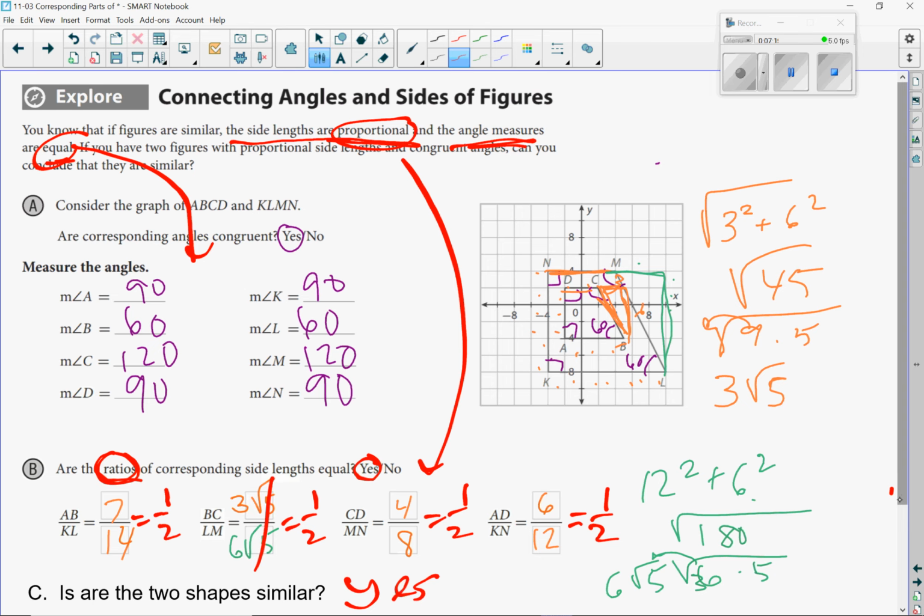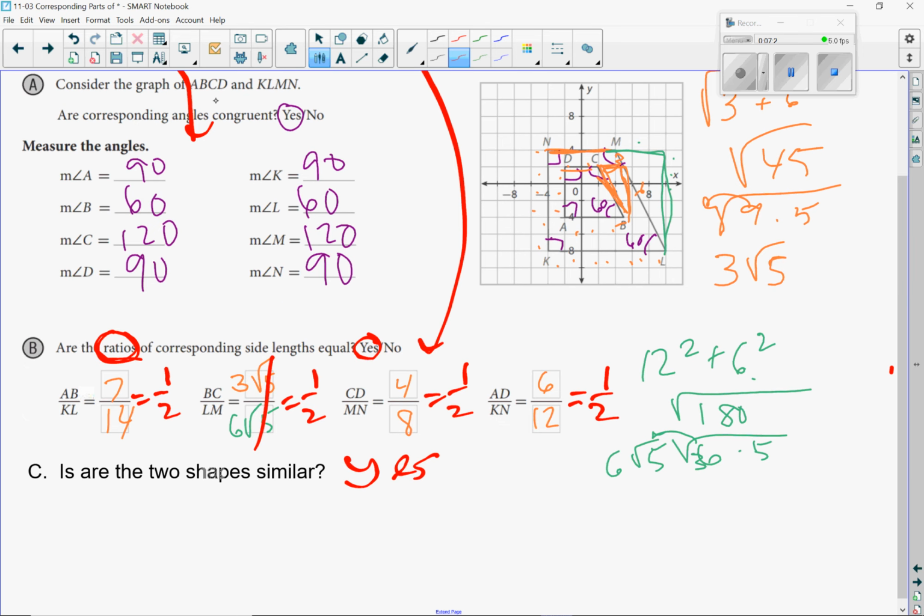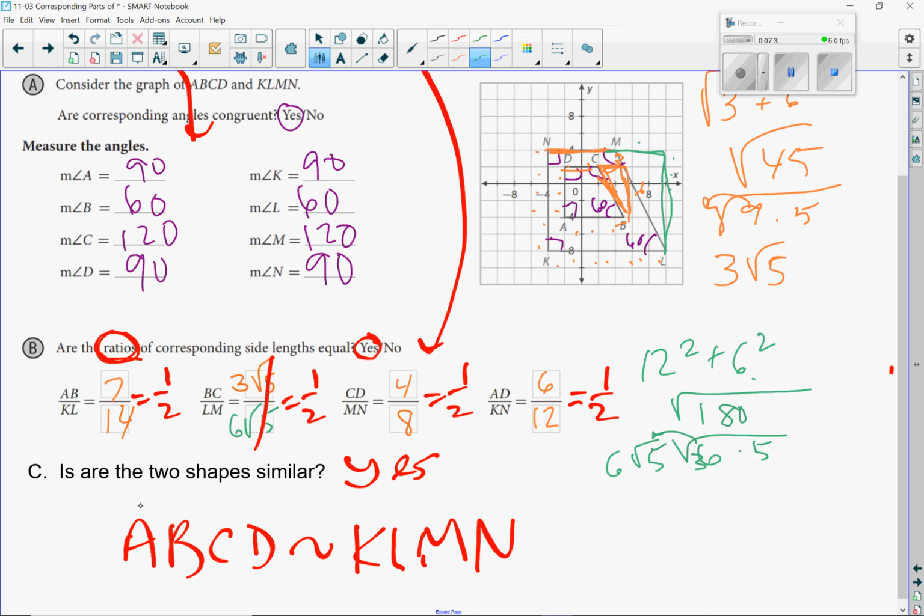In fact, while I'm here, let's talk about this too. If these two shapes are similar, here's how I would write it: ABCD similar to KLMN. This is called a similarity statement. Since we're talking about corresponding parts, A corresponds to K, B corresponds to L, C corresponds to M, and D to N. You notice this looks a lot like a congruent statement, and it works the same way. You just have to remember that this symbol doesn't have the equal sign, so the sides are not equal. The sides are just proportional. But it's the angles that are equal.